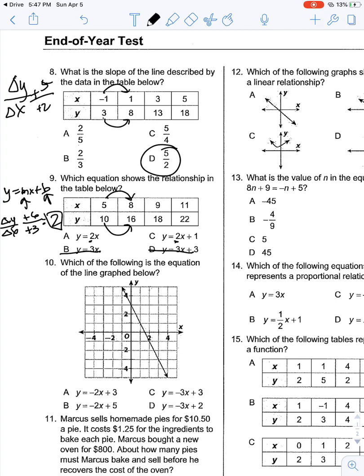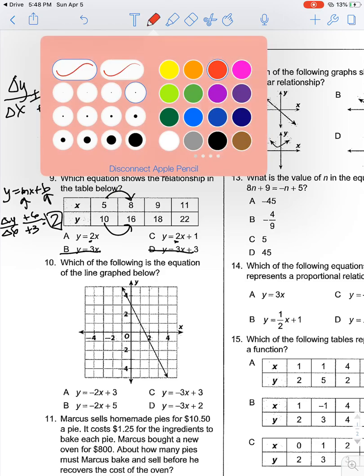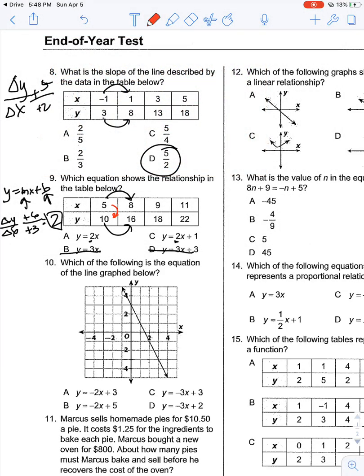So now what's happening as it's going? Is it adding an extra one after it multiplies by 2? So you can look at that. So now you can just look between these numbers. So to go from x to y, is it 5 times 2 plus 1, or is it 5 times 2?